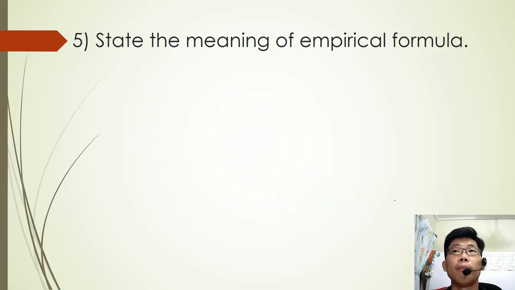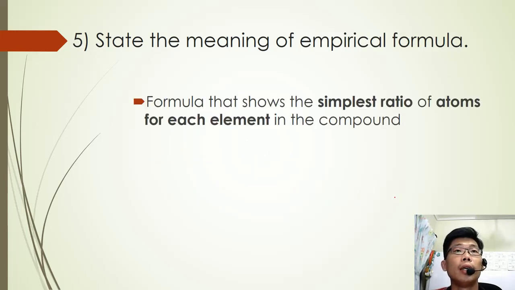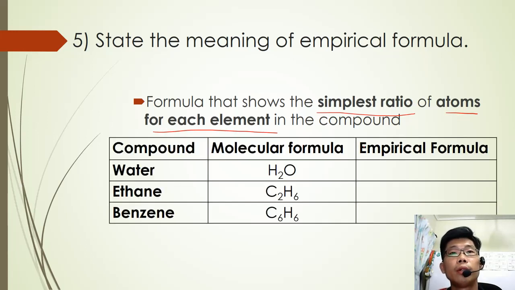State the meaning of empirical formula. It is referred to the formula that shows the simplest ratio of the atoms for each element in the compound. Let's look at this table. There are molecular formulas here and the empirical formulas. So we look at water. The molecular formula is H2O.